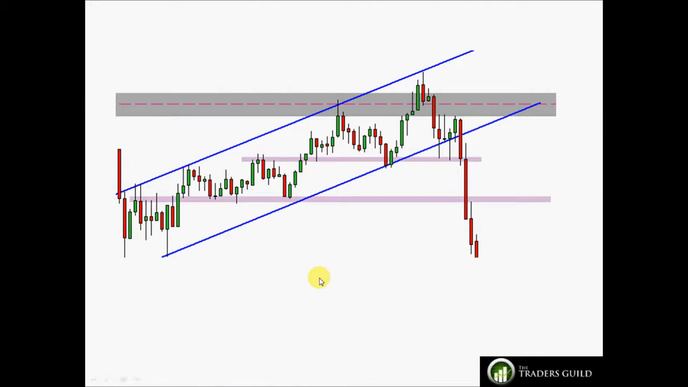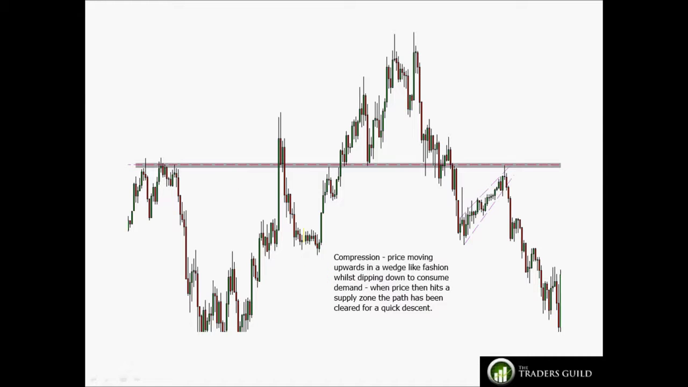Moving on to price compression. Compression is a squeezing of price. Traditionally, compression leads to a high momentum move, and is often accompanied by supply and demand consumption, as I just talked about. Move on to some examples.